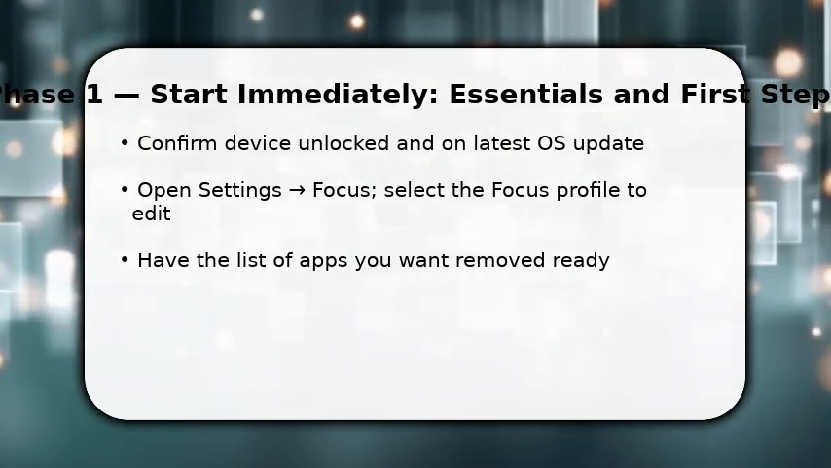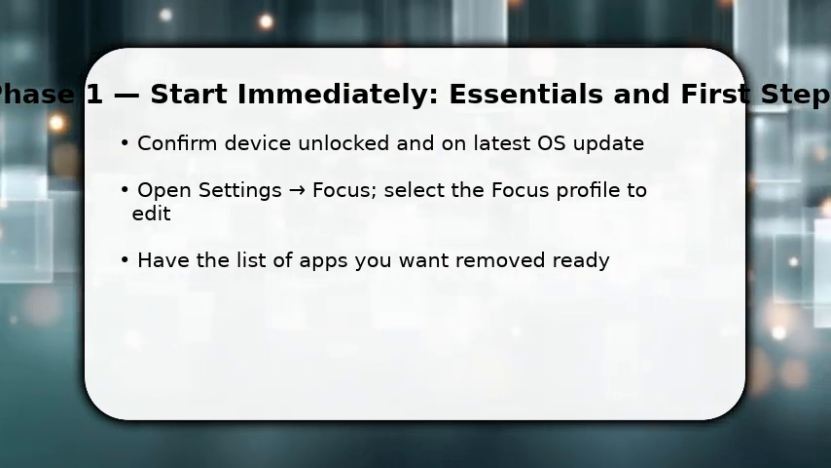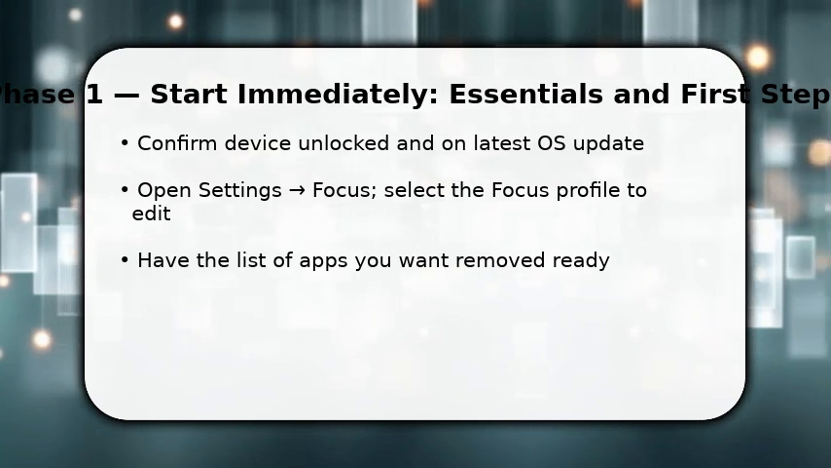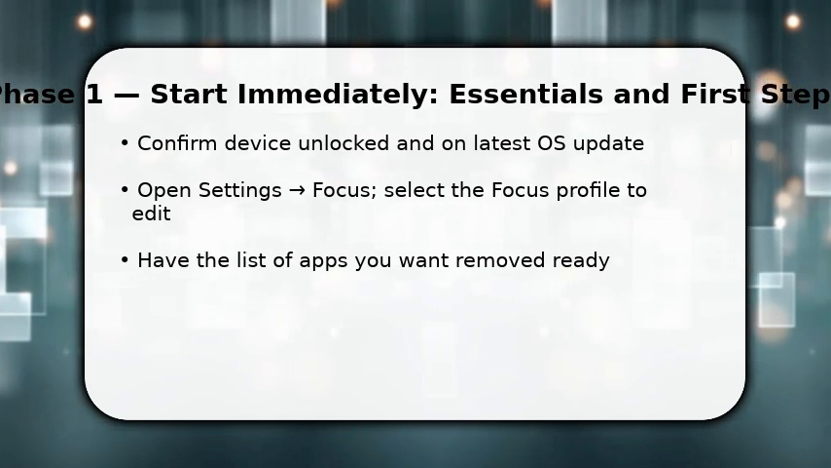Once the profile is open, scroll to Allowed Notifications or Apps. This is where app entries live. Make sure you can see the current app list. If you don't, toggle Editing Mode or tap Edit. This first step establishes control over which apps are allowed to interrupt.